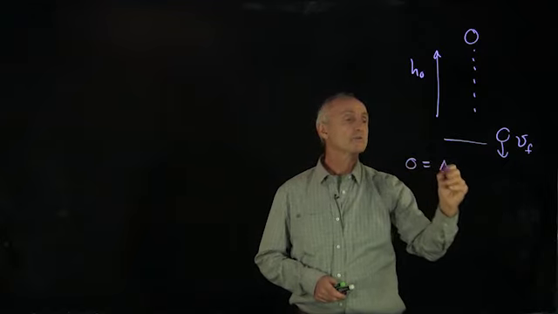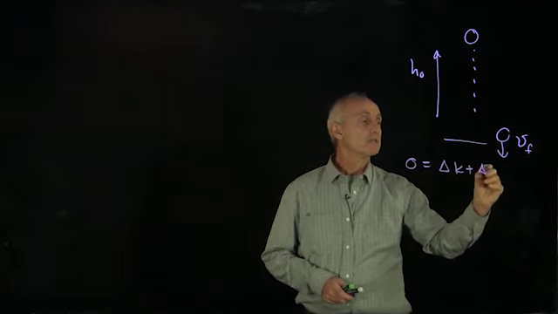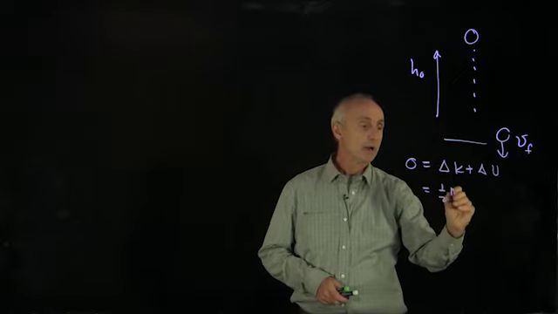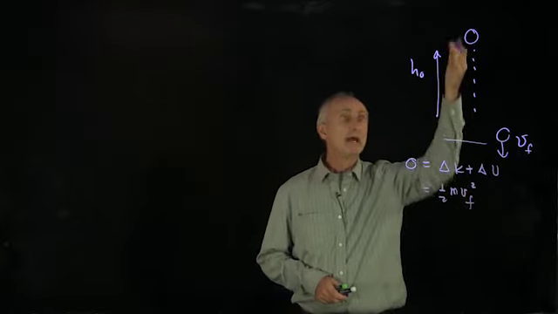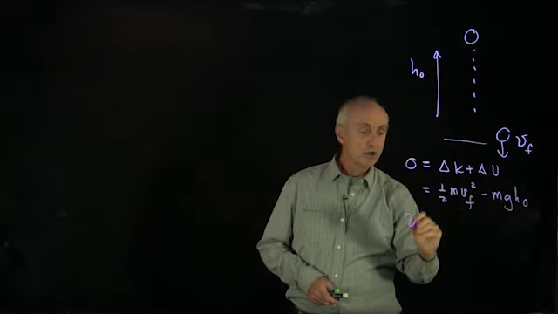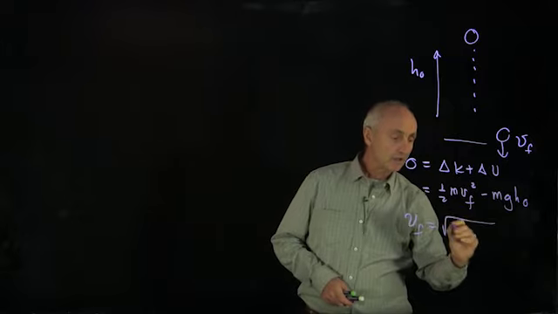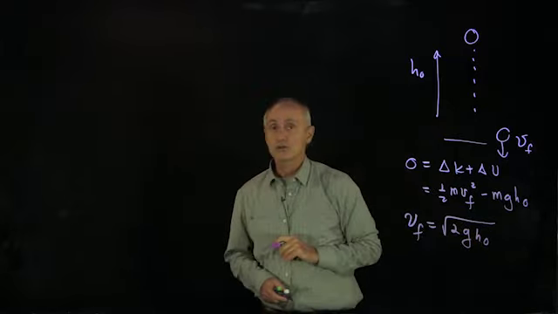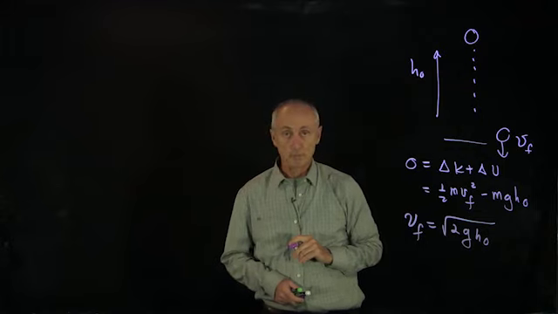So we had 0 equal to delta K plus delta U. And we saw that the kinetic energy changed by 1/2 mv squared, and the potential energy changed by minus mgh0. So we can compute the velocity of the object as it's falling, given by the square root of 2gh0.